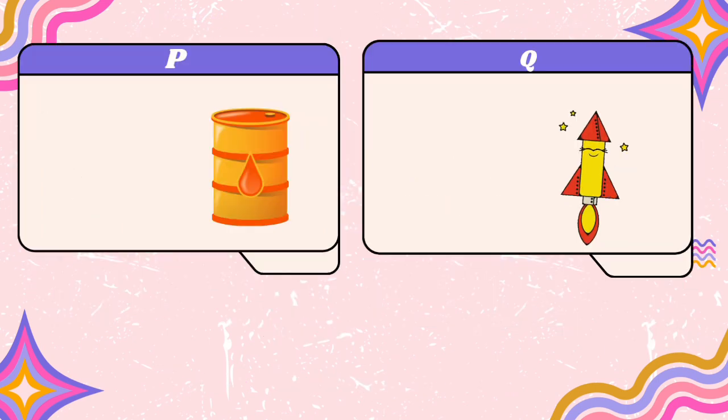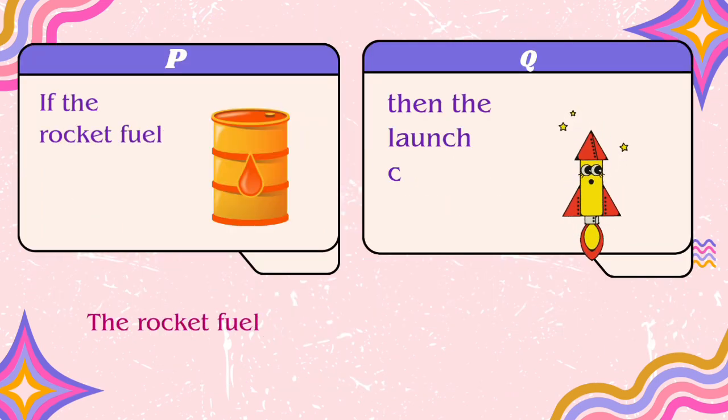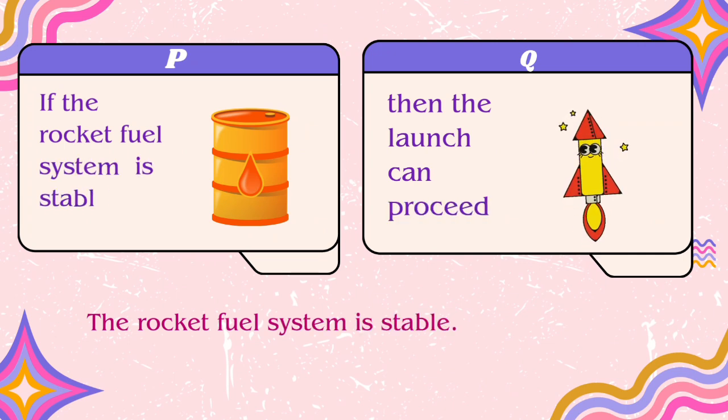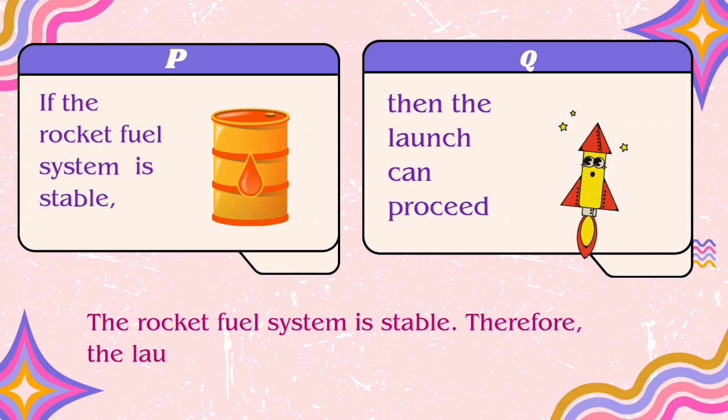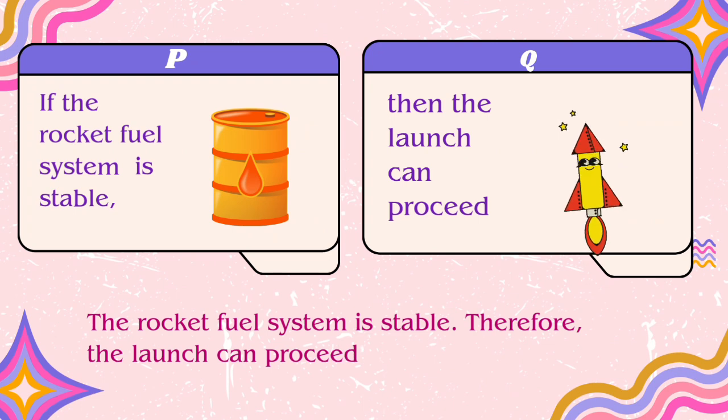The second example: the premise P is "the rocket fuel system is stable," and Q is "the launch can proceed." The rocket fuel system is stable, therefore the launch can proceed.